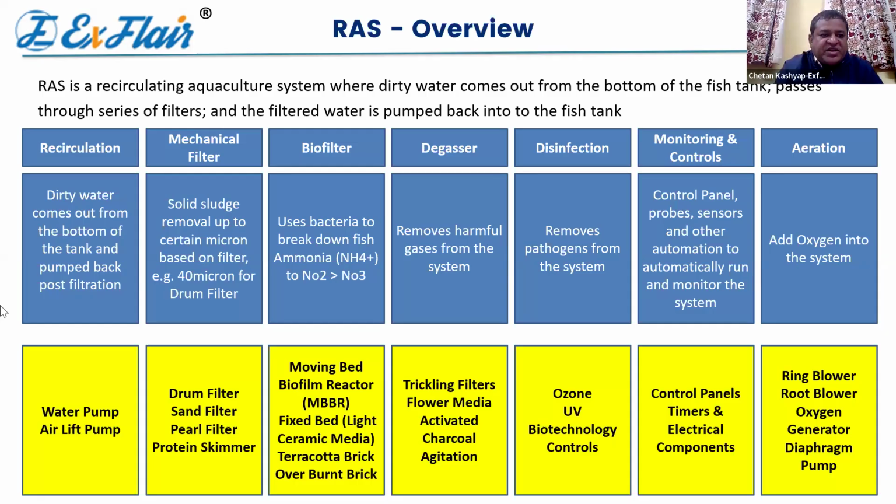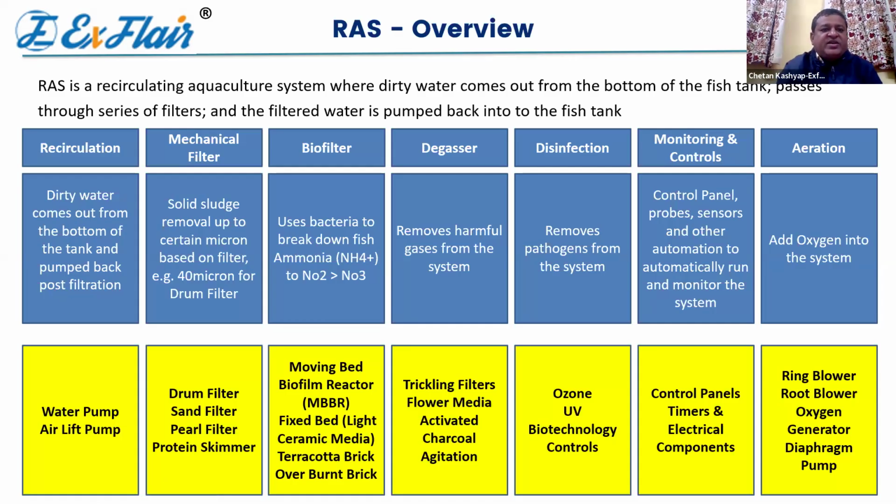What you see on the screen are the various functions of an RAS. RAS has recirculation. When I say recirculation, the water keeps on rotating. The first part is recirculating aquaculture system. Recirculating means the water is recirculating, aquaculture is fish farming, and system is system. So in this, dirty water comes out from the bottom of the tank and is pumped back post filtration.